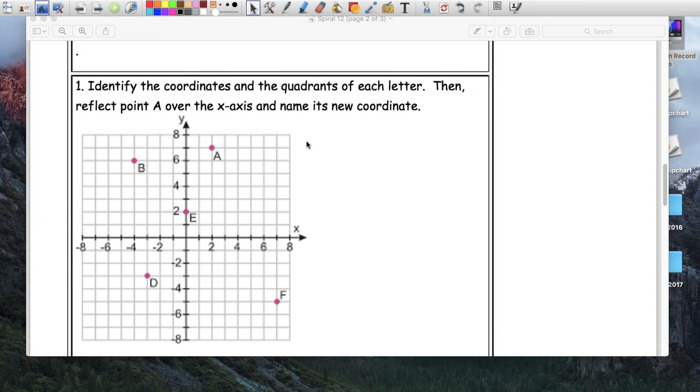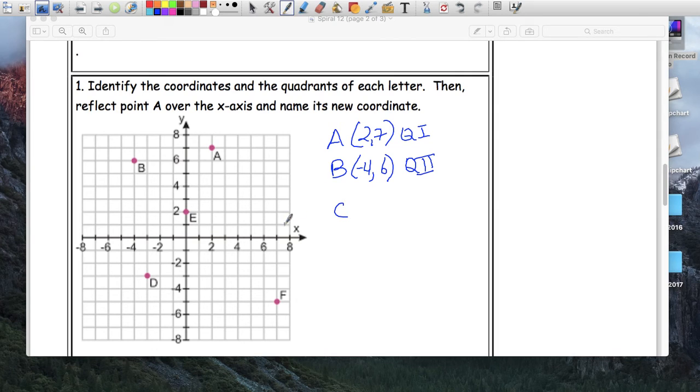Identify the coordinates and the quadrants. Reflect point A over the x-axis. Okay, so let's go A. A is 1, 2, and 7 up. And it's in Q1. B is 1, 2, 3, 4 to the left, which is negative 4, and 1, 2, 3, 4, 5, 6 up. And that's in quadrant 2.